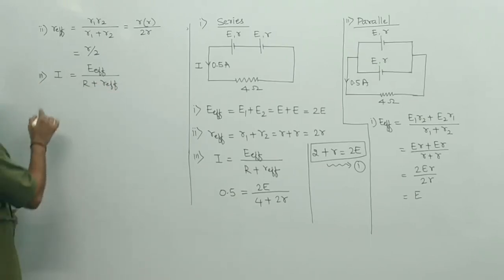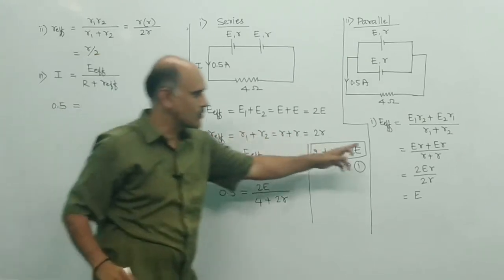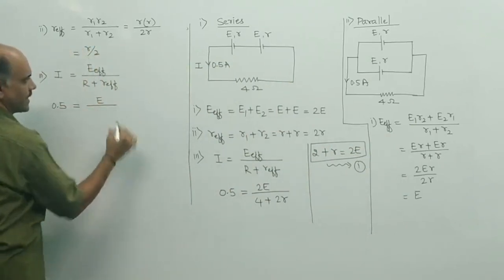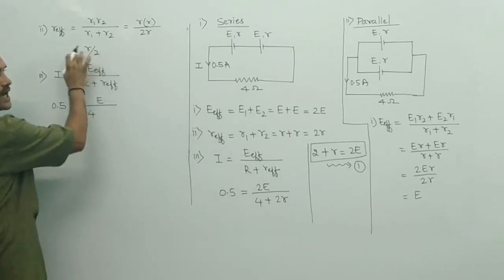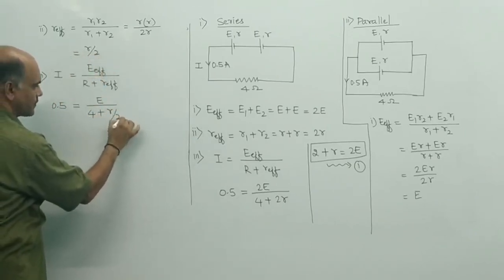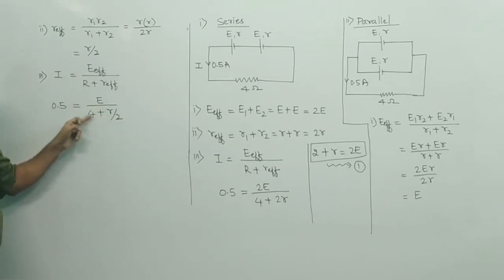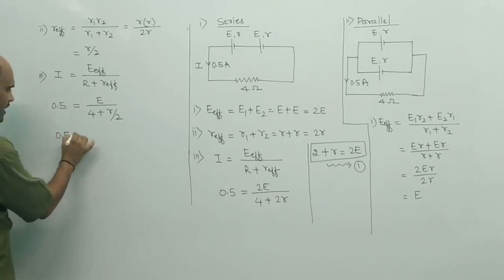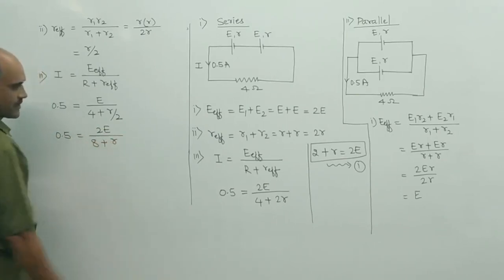Now substitute, I is 0.5. E effective, how much do we have in parallel? E. So capital R is how much? 4. So 4, and small r effective is r by 2. Now this 2 will go to the numerator after taking LCM. So you will have 0.5 is equal to 2E divided by 8 plus R.